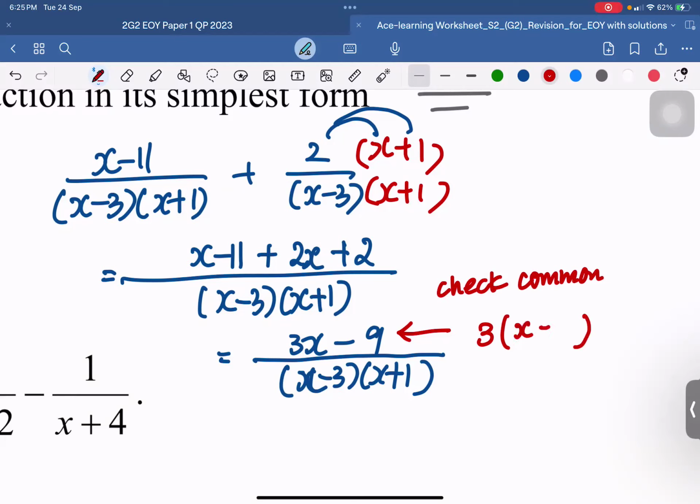x minus 1. x minus 9. 3 divided by 3 is 3, okay? Then now this is 3 times (x minus 3) over (x plus 1).